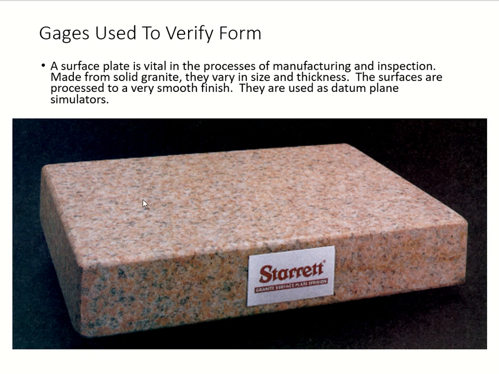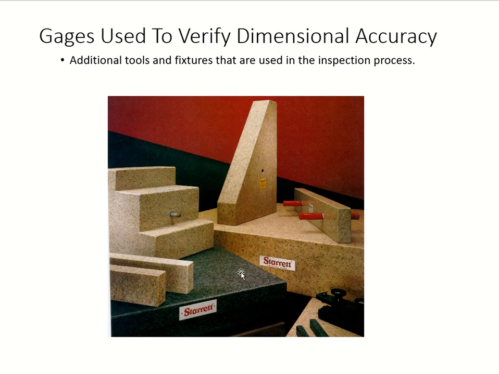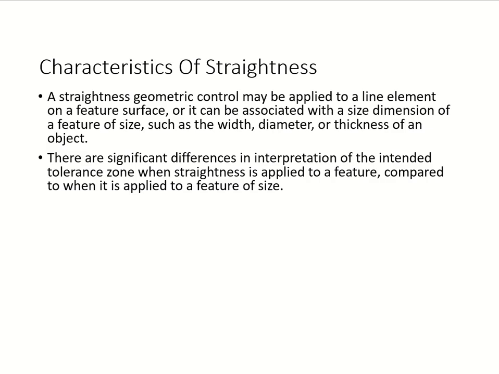Of course, they are used as a datum plane simulator. The next one that you can see outside, and these are your, again, gauges. These are just the tools that we use in the inspection process to make sure that they're in the acceptable tolerance zones.